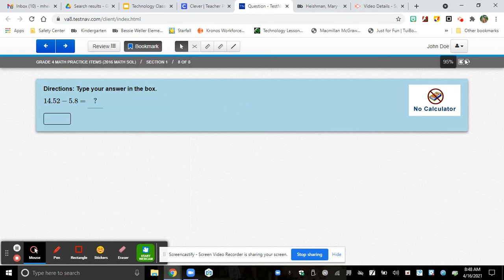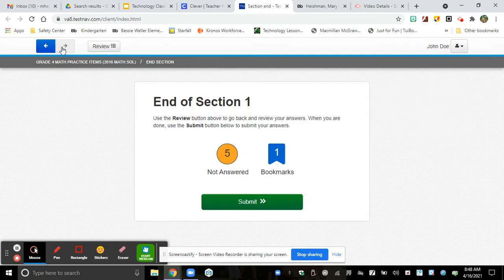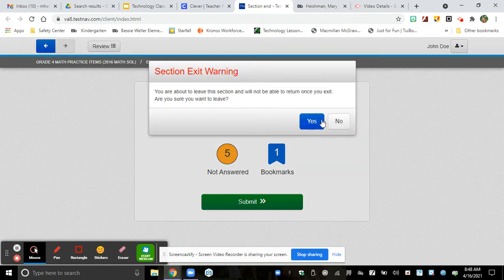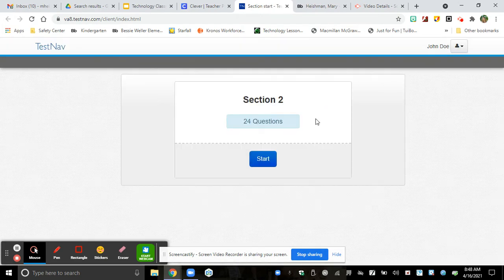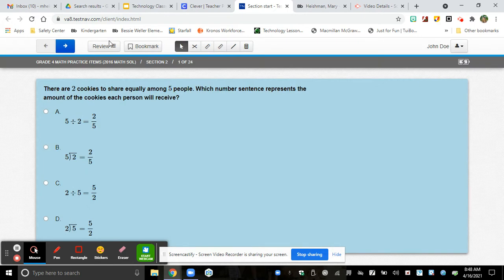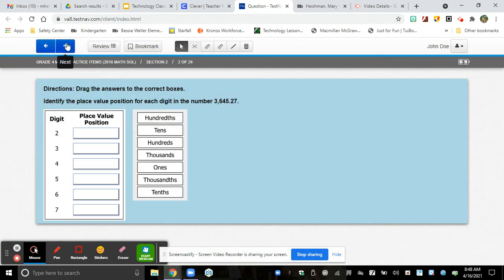All right, and at the top right, you'll have your battery percentage. That's how much battery level is on your computer. So let's click Next and submit this part of the test, even though we didn't complete it because we're just using the practice tools today. The next section is going to have 24 questions. Click Start. And again, we're going to skip through these and use the tools.